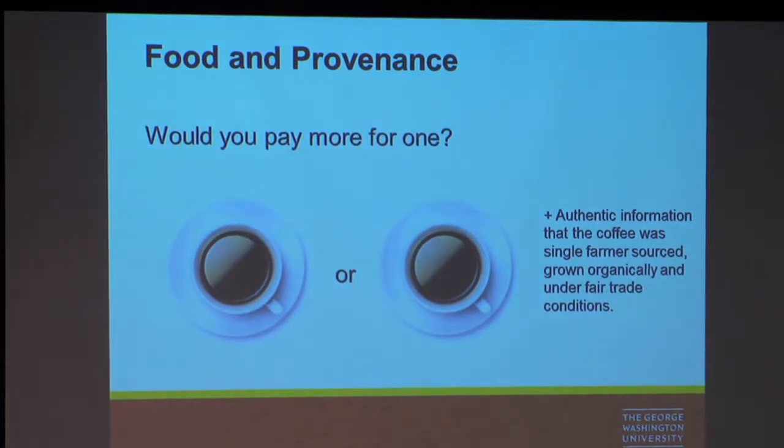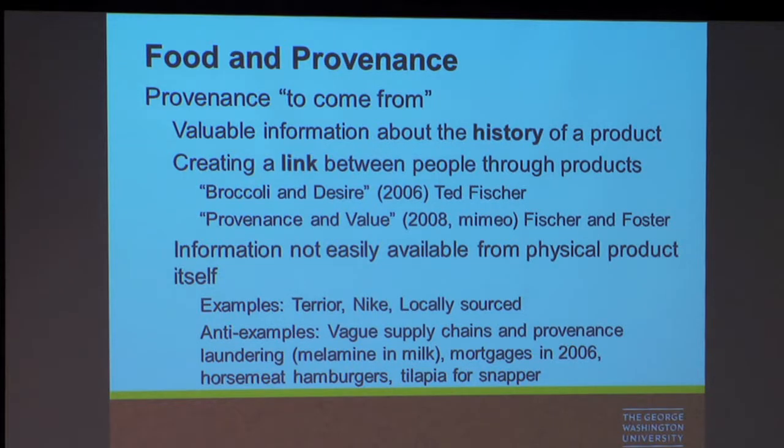And of course, coffee. The one on the left or the one on the right? The one on the left is probably $1 and change. The one on the right is around $3.50. I know which one you pay for. Provenance means to come from. It's valuable information about the history of a product that creates a link between people through the product.